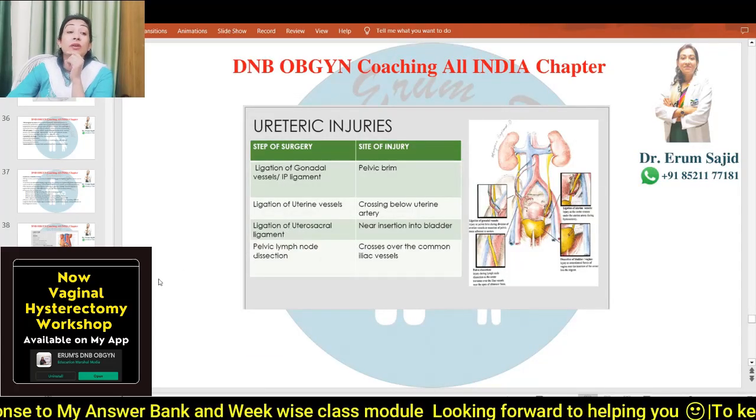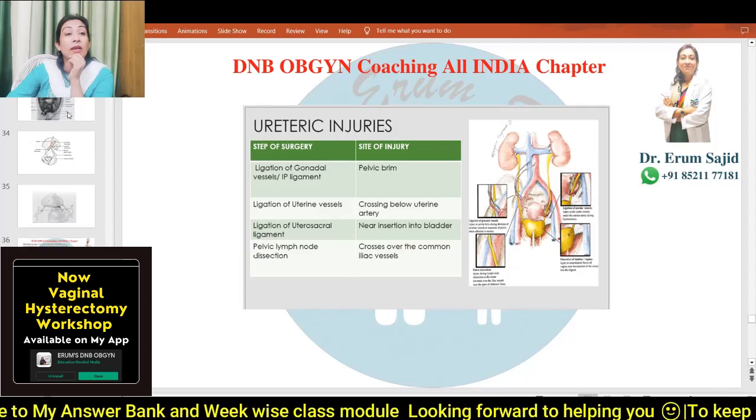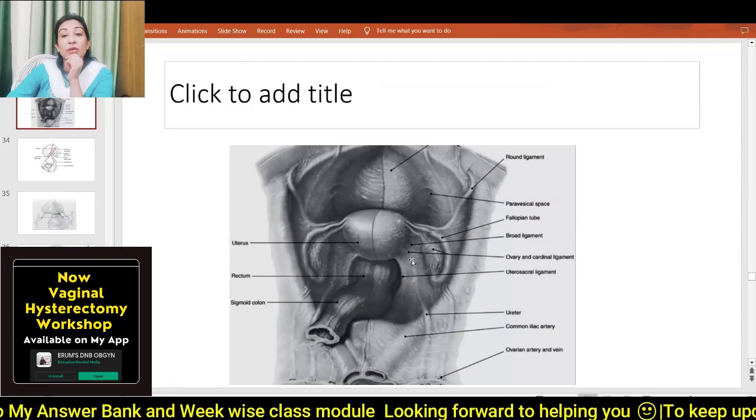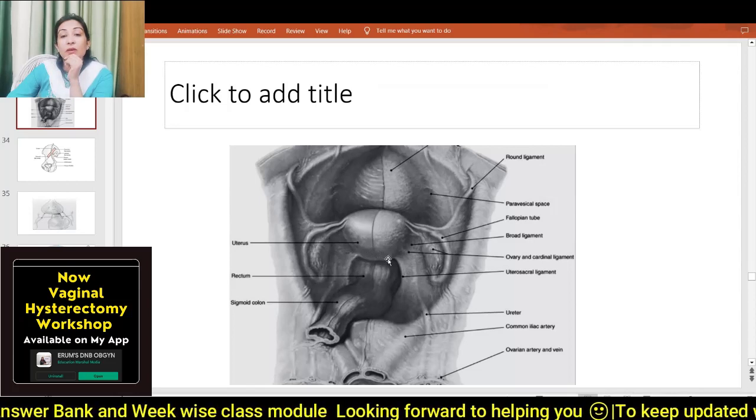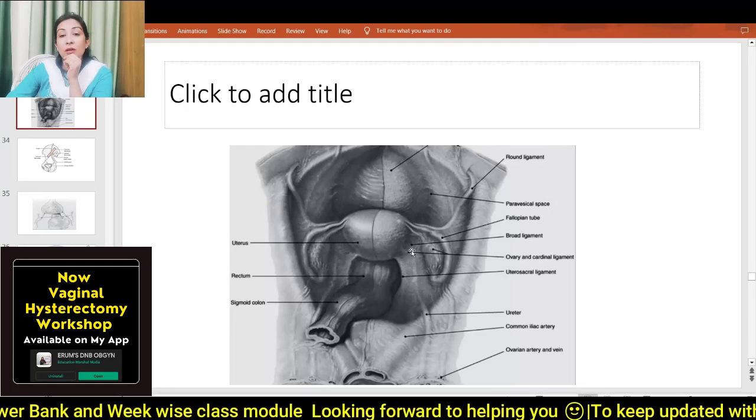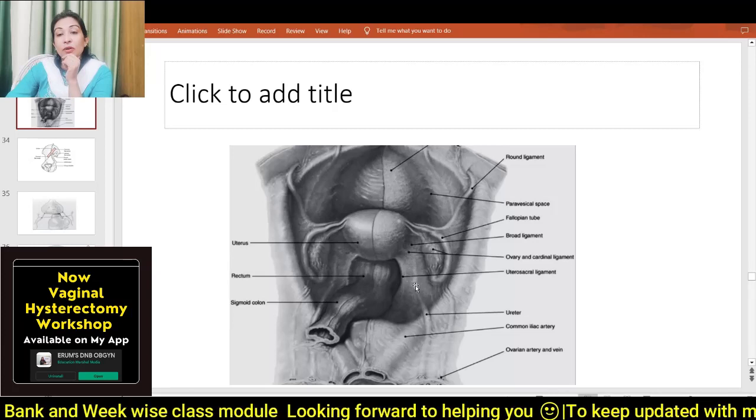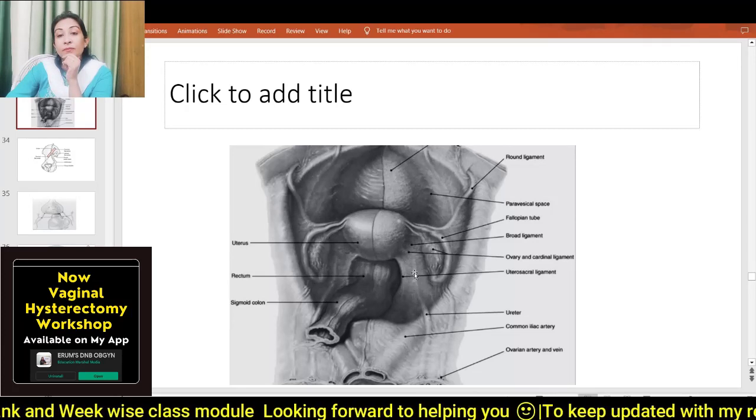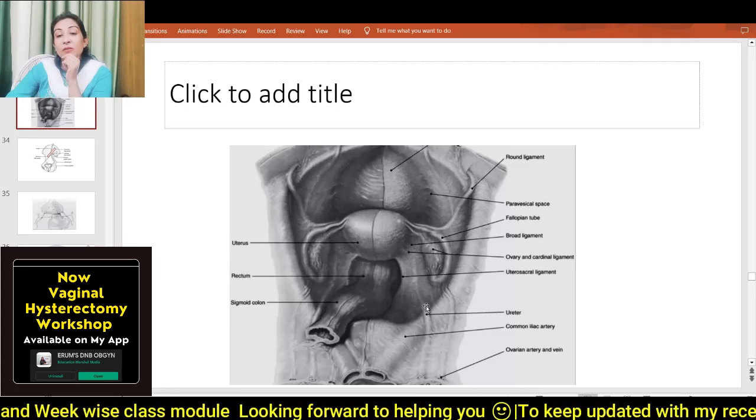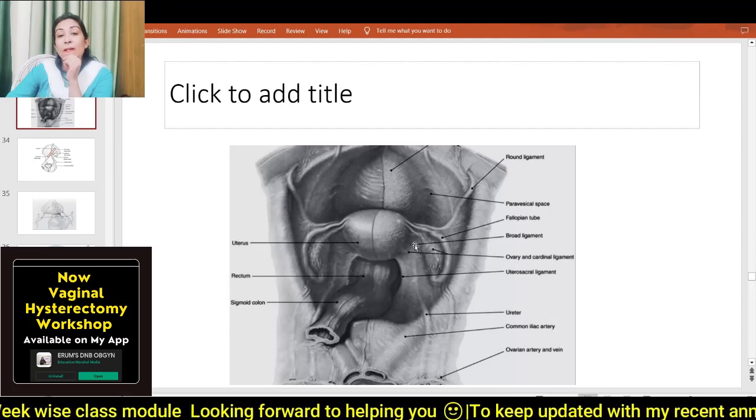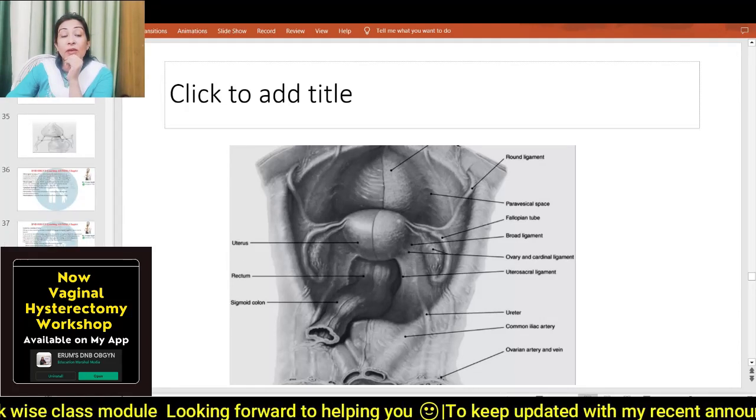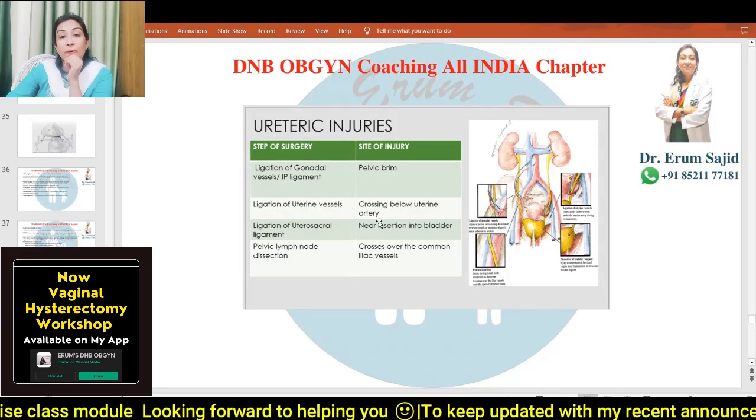Ligation of the uterosacral ligaments, another very important part. Let's see where I can do justice to it. See over here, these are the uterosacrals, right? Over here, right there is the ureter. This is the ureter. This is the place where the ureter is traversing, and it goes here. So again, a very important place where the ureter can get injured.